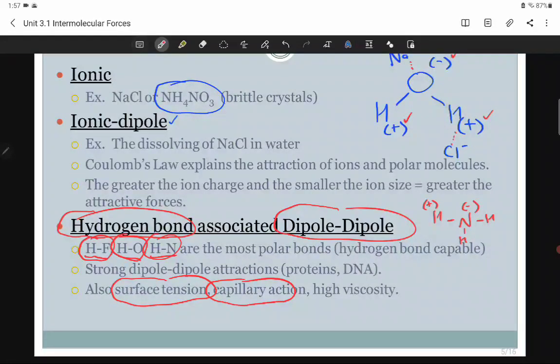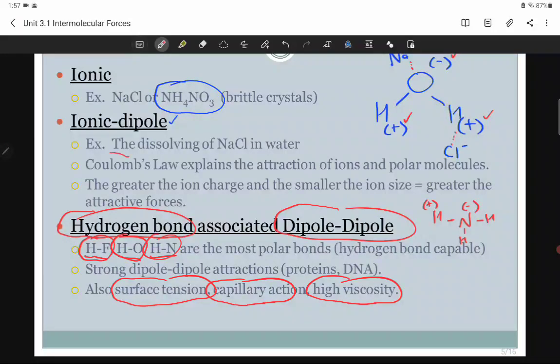Capillary action. That is the ability for a liquid to move, typically upwards, like against gravity, up a very small tube. And then viscosity is liquid sticking together, thick. Think of thick motor oil. That would have a high viscosity. Something with a low viscosity would be something that would pour very easily.